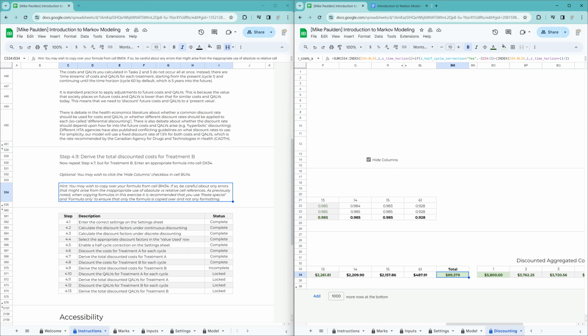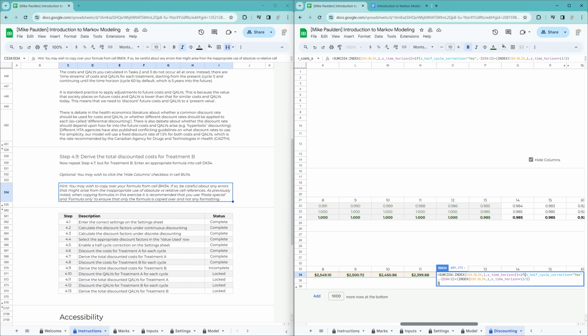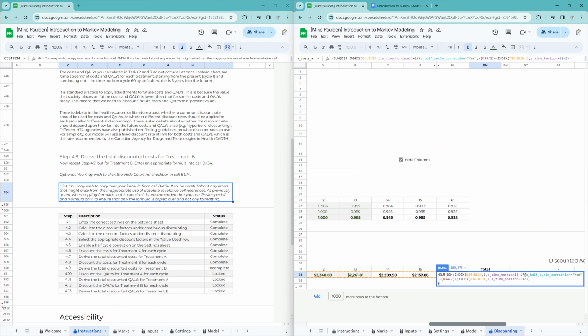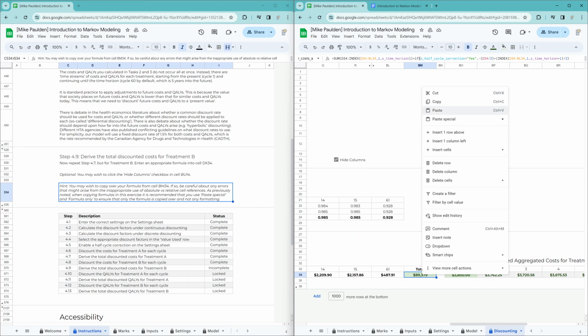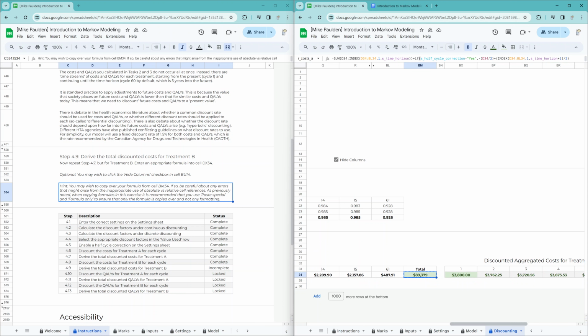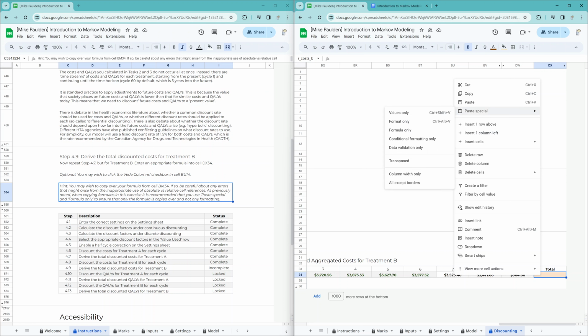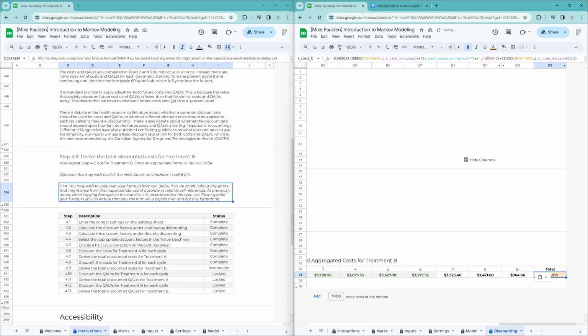And also, all it's doing is referencing the settings on the setting sheet, which are not going to change when I copy that over because we're just using named references. And there's no reference to the discounting factors. So I can't see any problem with just copying that over as is. So I'm going to take this, copy it, and then go all the way over here and right click, paste special, formula only. I'm just going to click off.